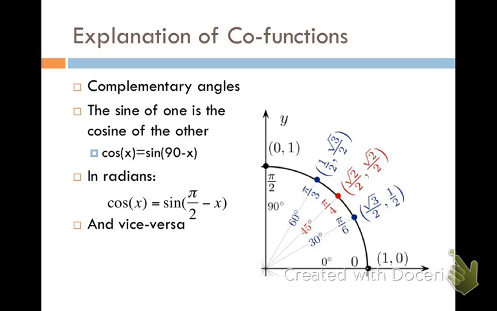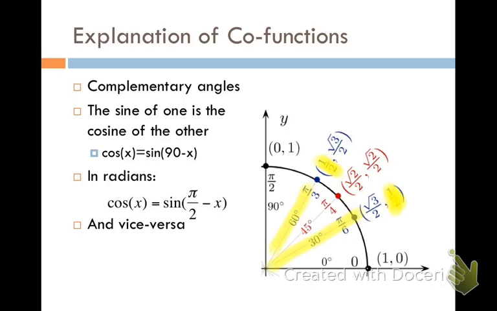So we're talking about complementary angles here. That means two angles that add up to 90 degrees, or pi over 2. The sine of one angle is the cosine of the other. So taking 60 degrees right here, or 30 degrees. The sine of 30 degrees is the cosine of 60 degrees, and vice versa. So the sine of 30 is the same thing as the cosine of 90 minus 30, or 60 degrees. If we're in radians, we would use pi over 2.